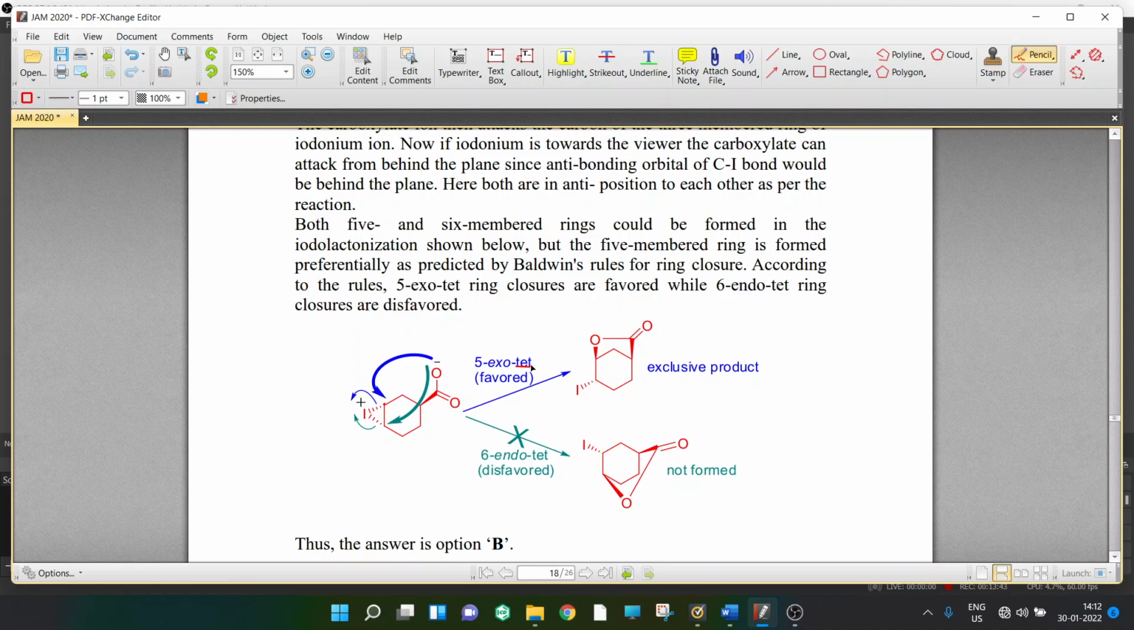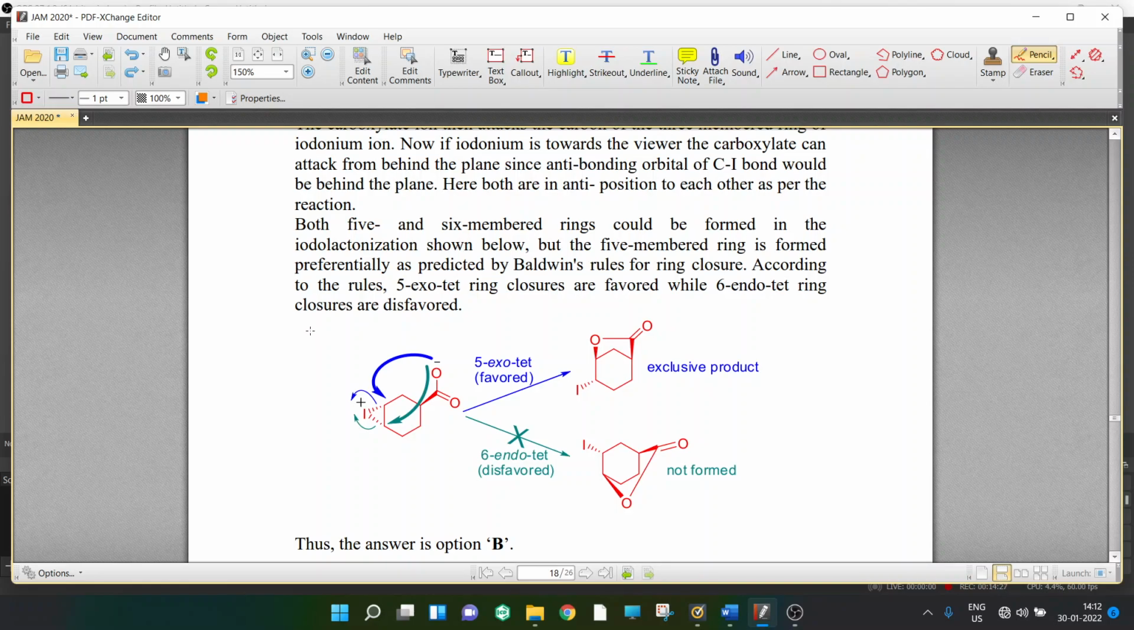Now in tetrahedral, exo attack is favored for both 5 and 6 membered rings. If we are forming a 5 membered or 6 membered ring intermediate, as we can see here, for both of them exo is favored, and for both of them endo is disfavored. So now we have to understand what is exo and what is endo. Here, this O minus attacks this carbon. When it attacks this carbon, the iodine leaves outside the ring. The ring will be formed in this place, and the iodinium ion is going outside the ring. So this is called exo attack.